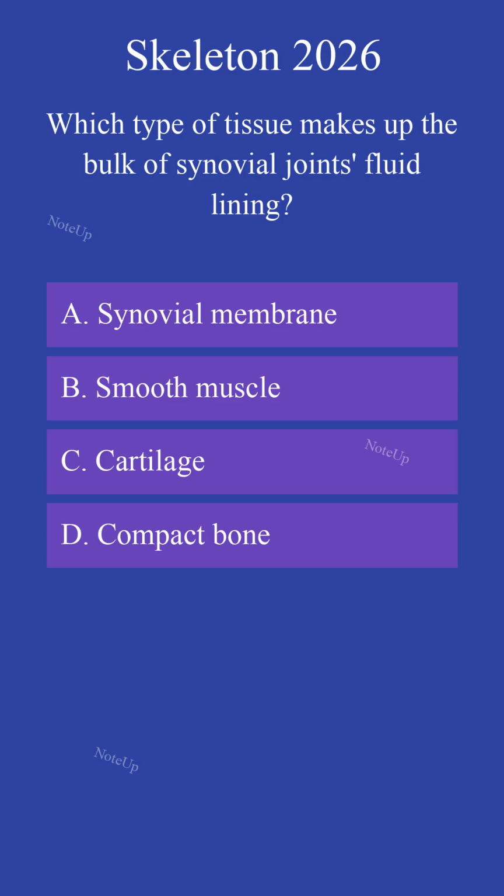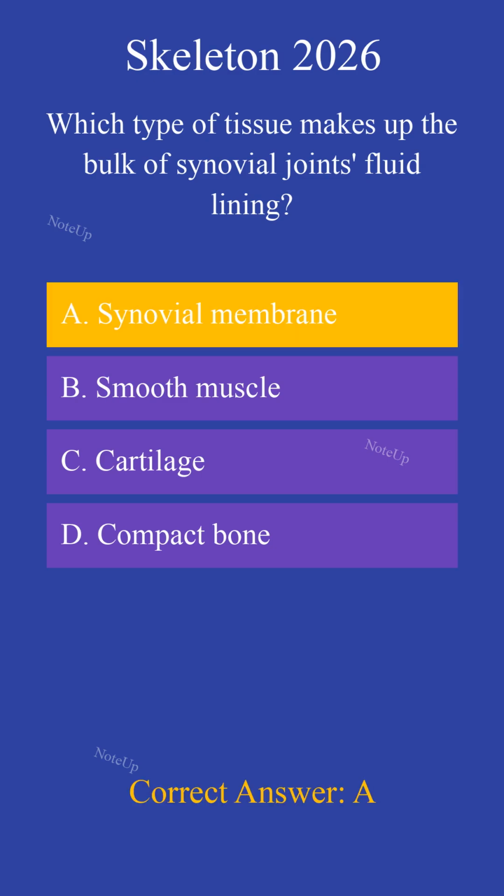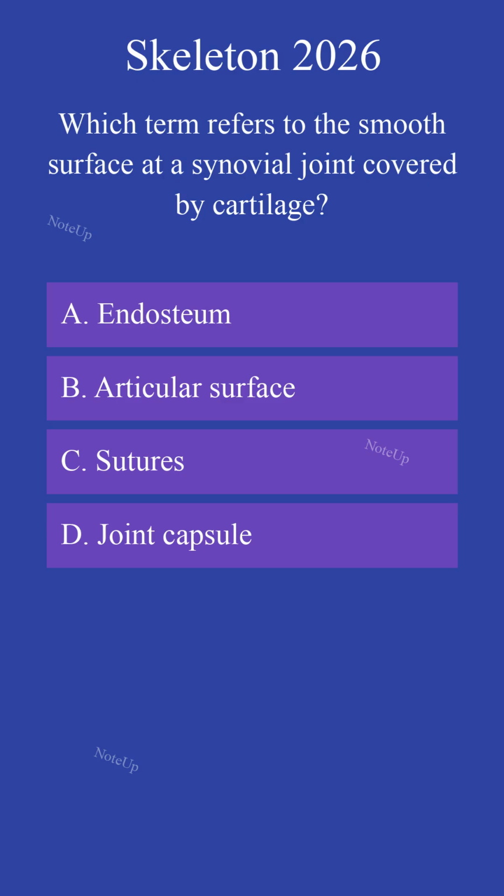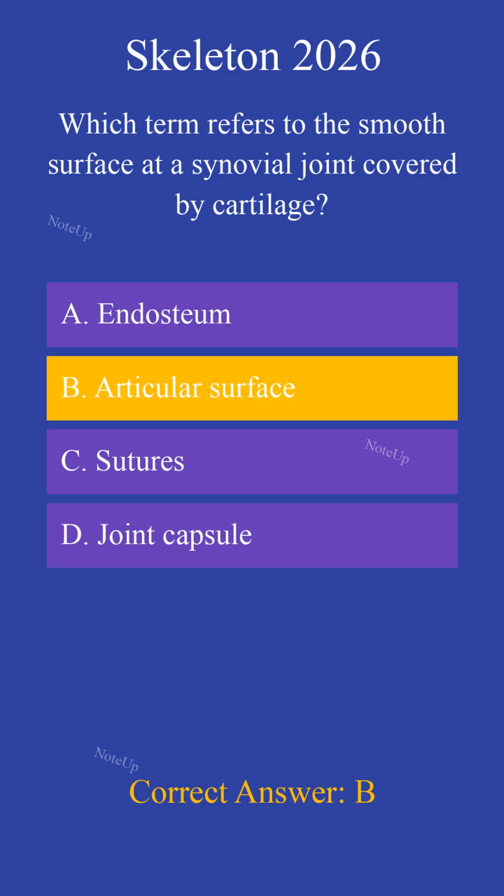Which type of tissue makes up the bulk of synovial joints fluid lining? The correct answer is A, synovial membrane. Which term refers to the smooth surface at a synovial joint covered by cartilage? The correct answer is B, articular surface.